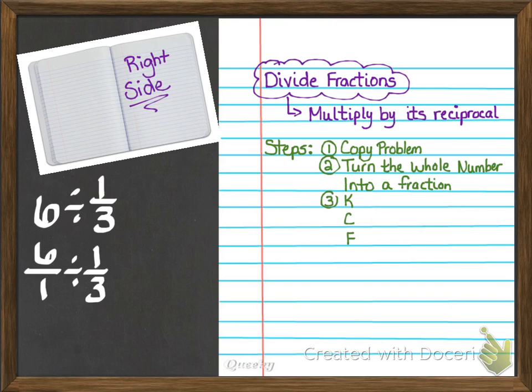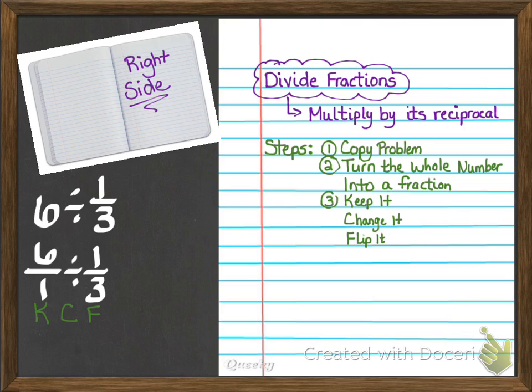Step 3, this is where we're going to keep it, change it, and flip it. So we're going to go ahead and fill in the K is for keep it. The C means change it. And the F means flip it. The very first fraction that you see, we're going to keep it exactly the way that we see it. So I write my K underneath that. My division symbol, I'm going to change it, so that's why I'm writing a C for change, and we're going to change it to a multiplication symbol. And my second fraction, 1/3, we're going to flip it. So instead of it being 1 over 3, we want its reciprocal so that it says 3 over 1.